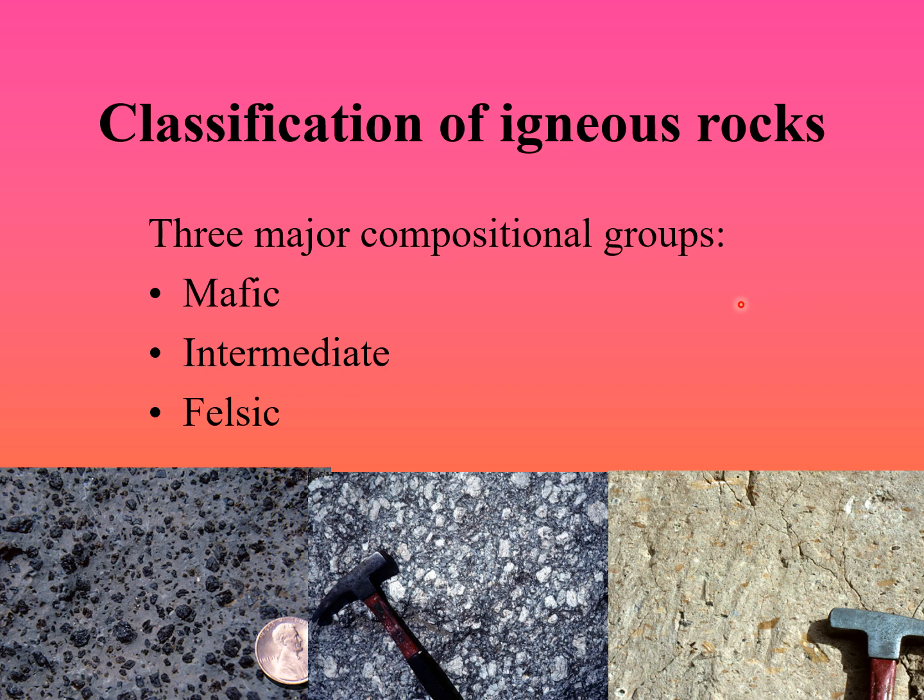And the three major compositional groups, again, like I said, mafic and felsic. And then we also have this kind of in-between zone between 50% and 70% silica composition, and that would produce what we call an intermediate rock. So here's a mafic rock over here on the left. Here's an intermediate rock here in the middle. So it's about 50-50 or so felsic and mafic. And then over here you've got a felsic rock, which is lighter in color.